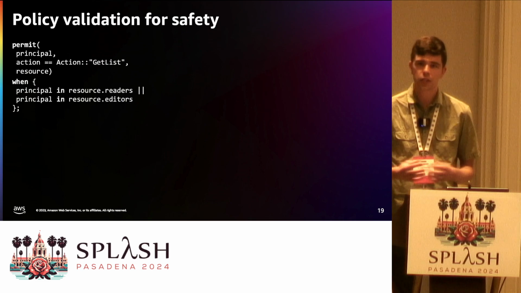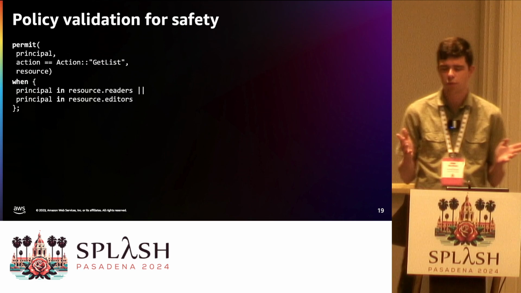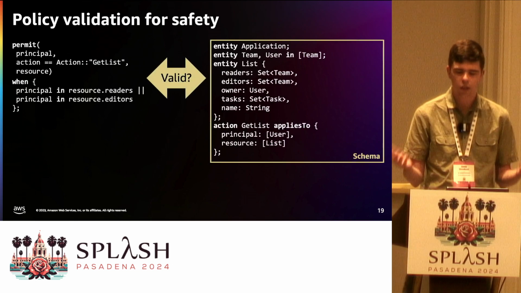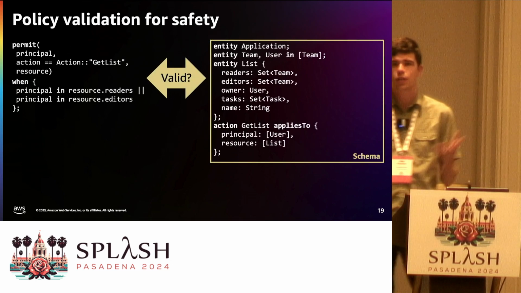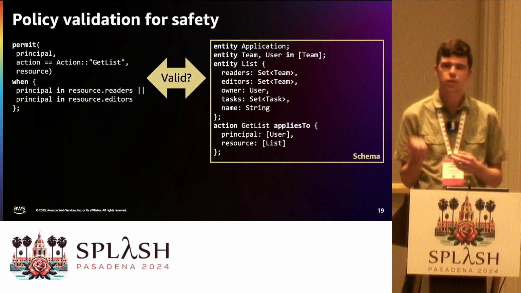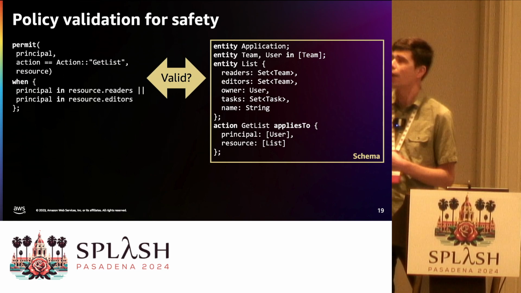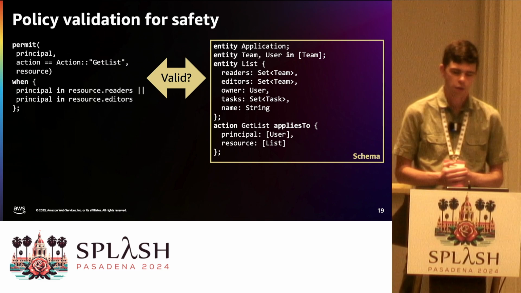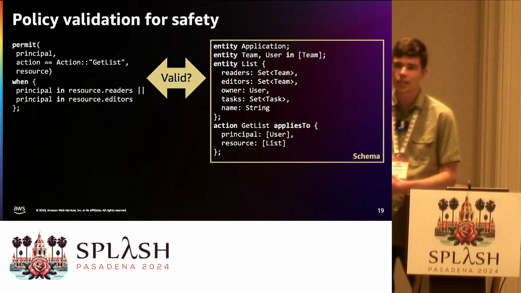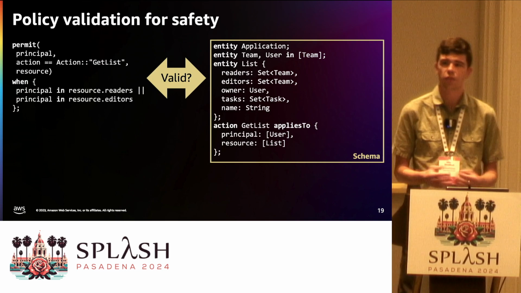Cedar has a policy validator, which essentially performs type checking. You can have a schema in the Cedar schema format, which declares important type-level information about your application and the entities in it. And then you can validate your policies against this schema in order to catch mistakes and prevent runtime errors.